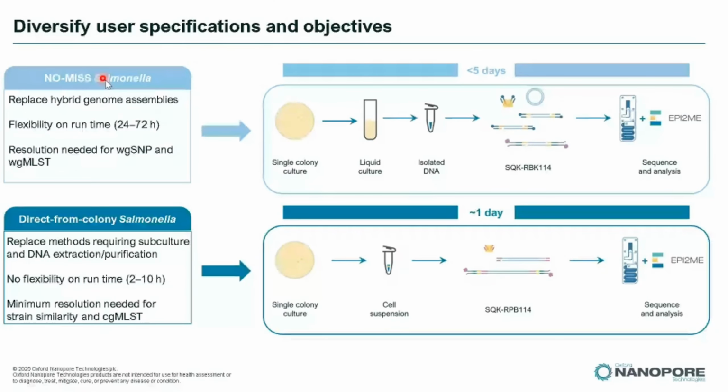So this is comparable. Salmonella can be processed and then sequenced using the whole genome sequencing method as well. So therefore, we are comparing using, let's say, the standard whole genome sequencing method, which will take around 5 days. Whereas if we perform this workflow for the direct from colony Salmonella sequencing, the entire workflow only requires 1 day. Okay, so you replace the method requiring subculture and DNA extraction. And then the minimum resolution needed for the strain similarity and cgMLST analysis.